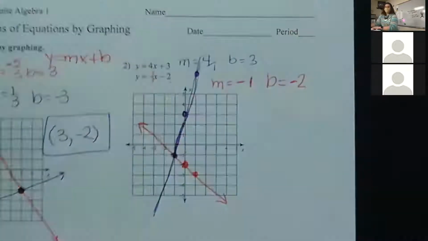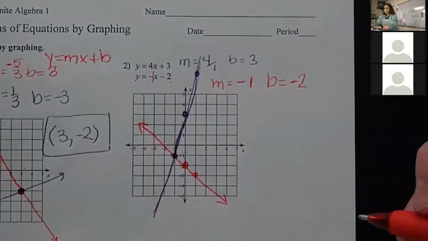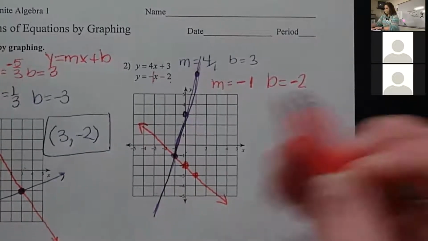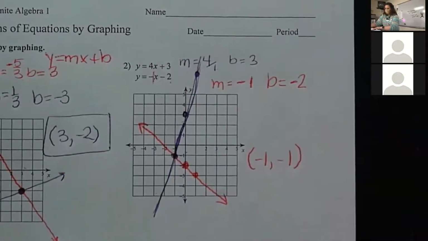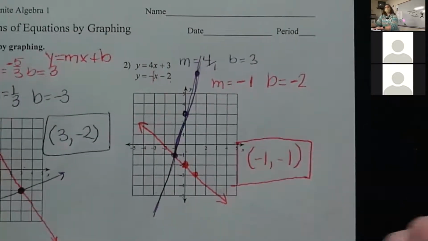Am I done? No, because I haven't shown where the solution is. You haven't shown me the solution yet. Where is that solution? x comma y. In that case, it was the same number. So my solution to that is -1, -1.